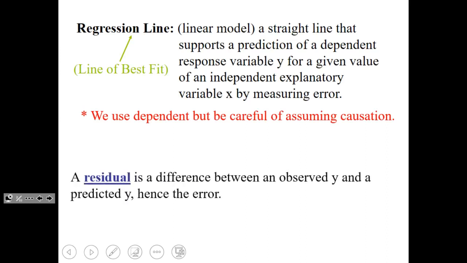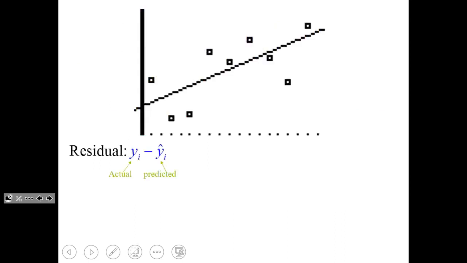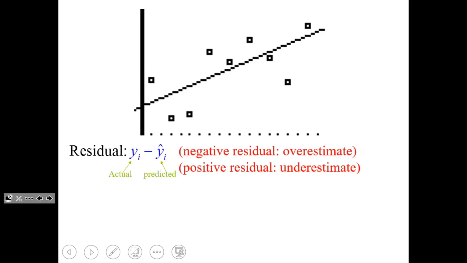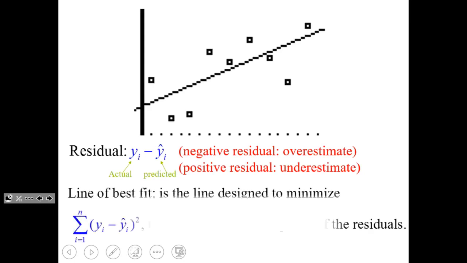Now, residual. It's just a difference between the observation of y and our predicted y, hence its error. It's how much were we off from reality. Now, we're always going to find it the same way. Residual is the actual value minus the predicted. Predicted is going to be a y hat. We're going to see where the y hat comes in again. It's just how far away were we from our line of best fit. So negative residual, we overestimated because our prediction was greater than actual. A positive residual, we underestimated. We had more left over.